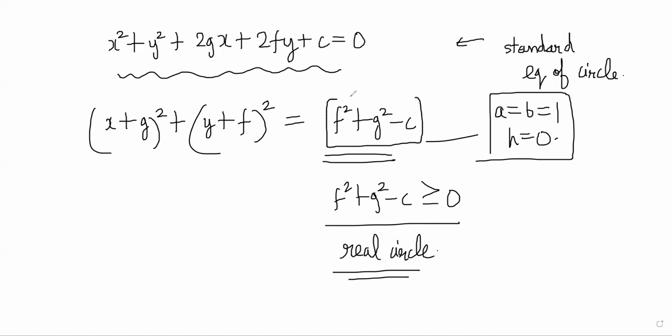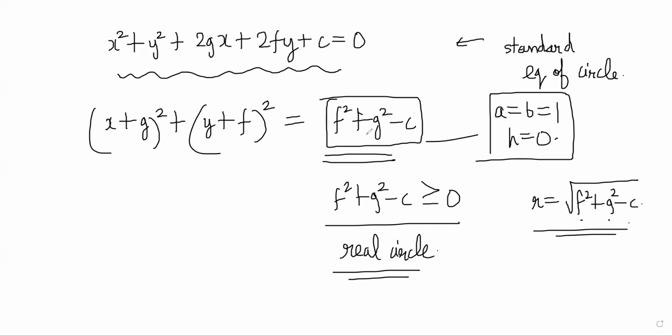Because this quantity must be the square of the radius, right? So it has to be a positive number for the radius to be a real number. Radius is basically defined as root over f square plus g square minus c. So in the original equation, you must have f square plus g square minus c greater than or equal to 0. If it is negative, then the circle is imaginary.